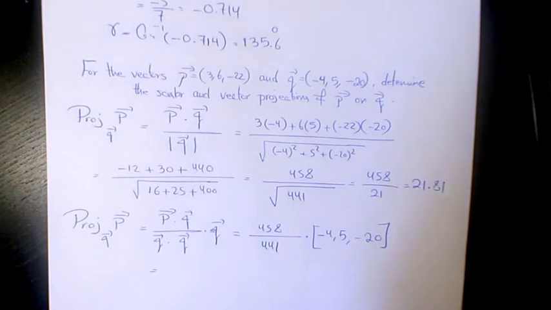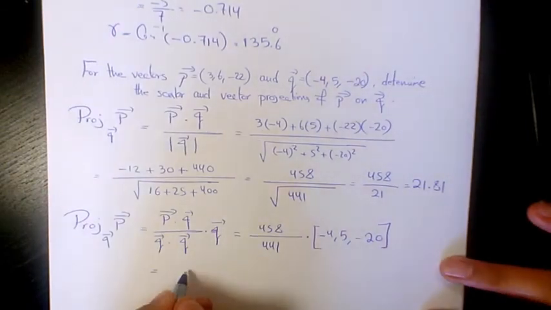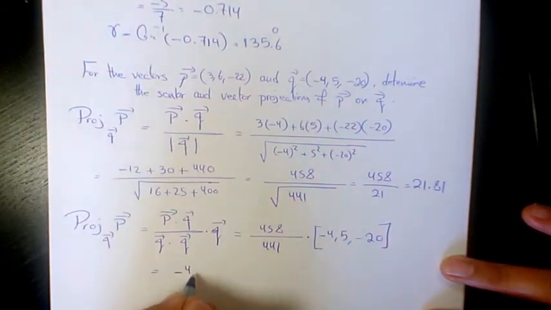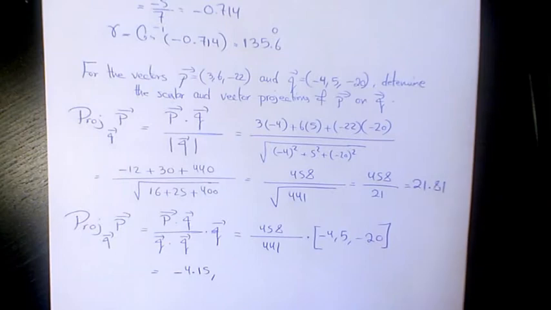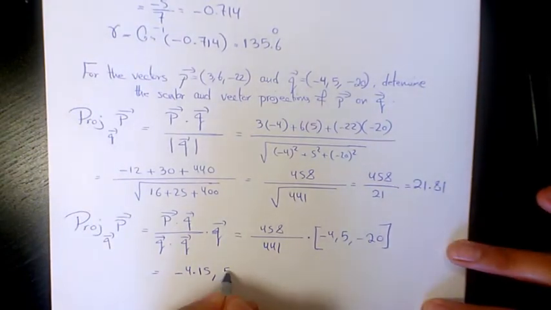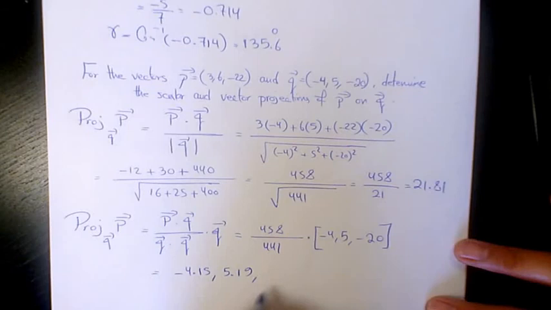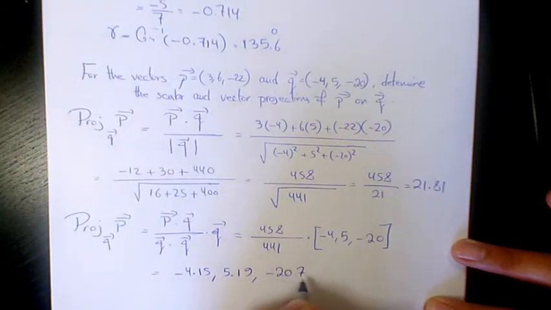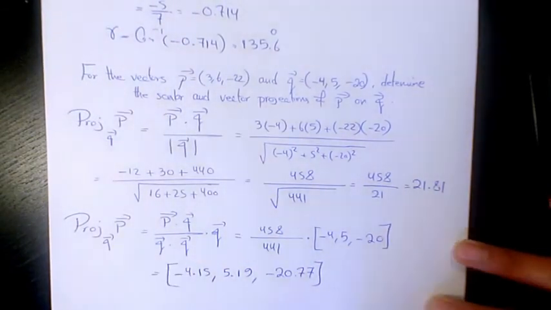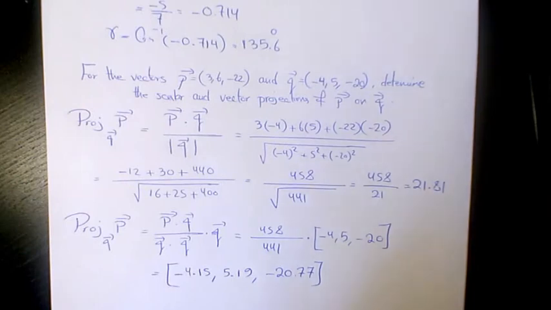So we can say that will be negative 4.15, 5.19, negative 20.77. That's the vector projection.